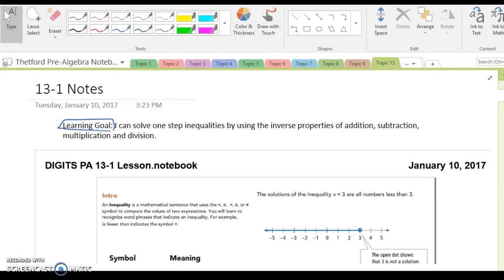All right, so we're starting topic 13 today, which is solving inequalities. Today we are only going to solve one-step inequalities, but as we go further into the topic, we'll start solving some more complex problems. So today our learning goal is that I can solve one-step inequalities by using the inverse properties of addition, subtraction, multiplication, and division. Make sure that you write that down in your notes.